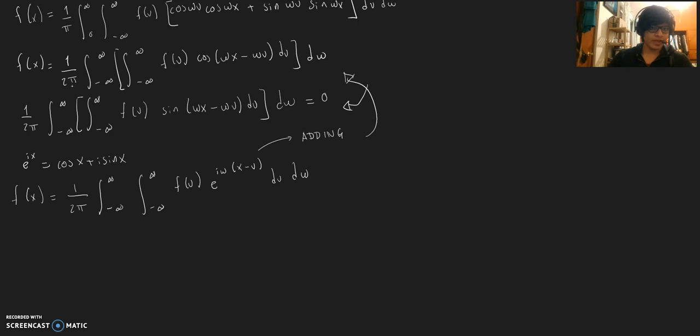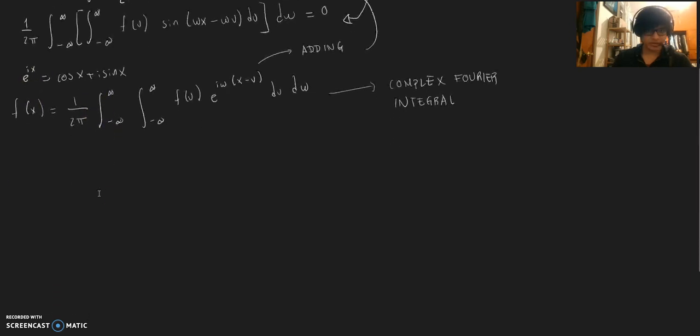So if we add these two integrals that we wrote before using this identity, we can then write the Fourier integral as this, and this is what we know as the complex Fourier integral, because of the i element there in the exponential.